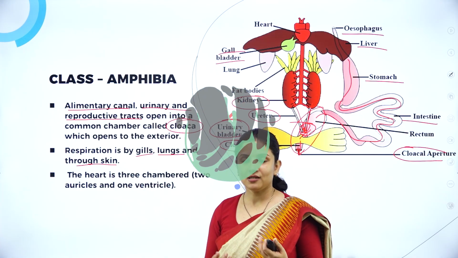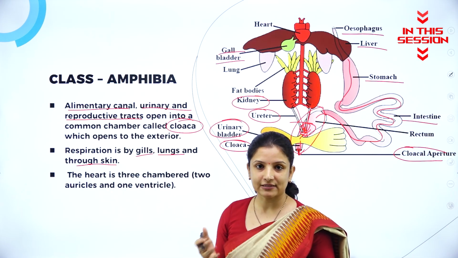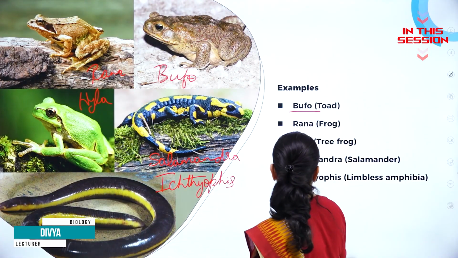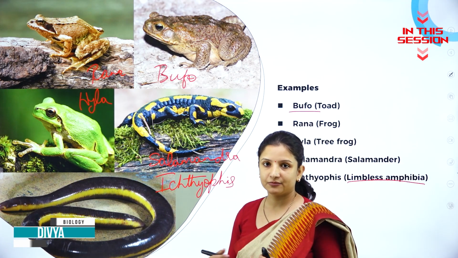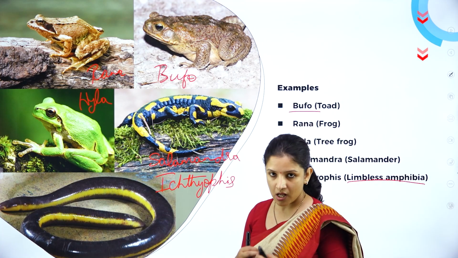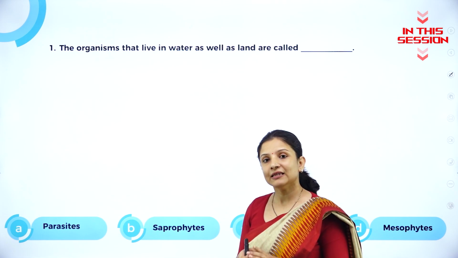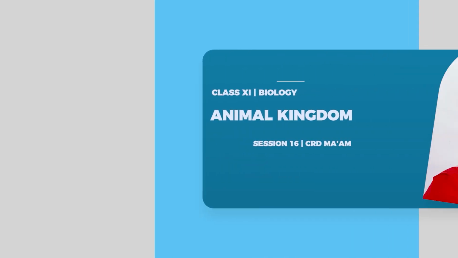Frogs especially have small pores on their skin through which the exchange of gases can take place. This is the only amphibian that is called limbless amphibia, because they have neither forelimbs nor hind limbs, so they are limbless. Parasites are those organisms which live on other living hosts and derive nutrition from those living hosts, right?